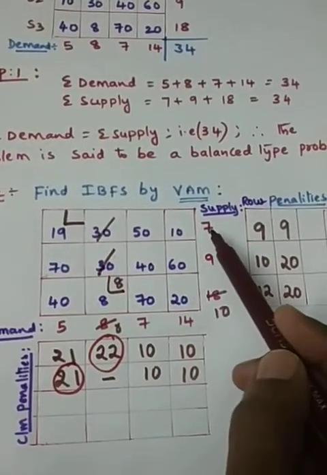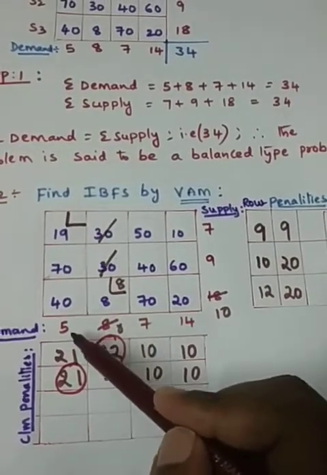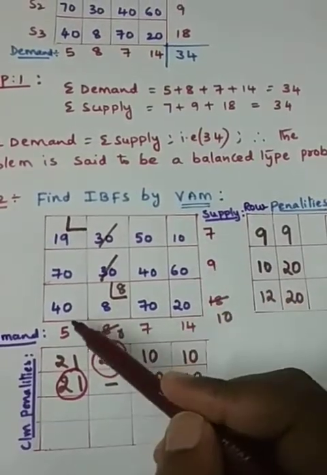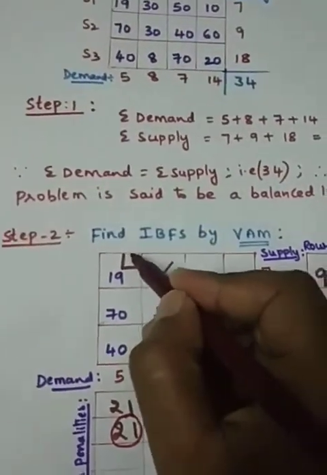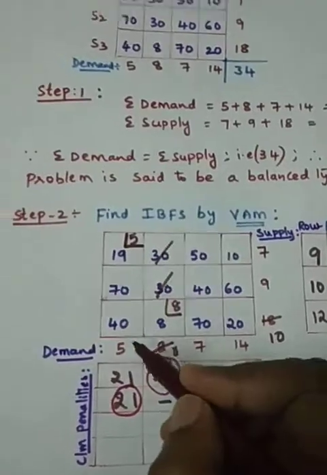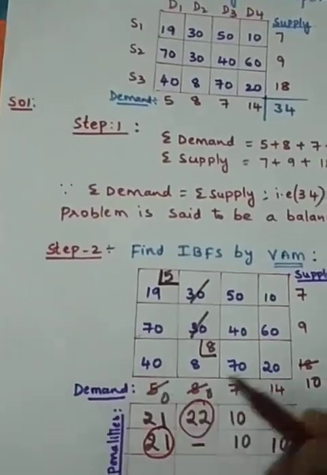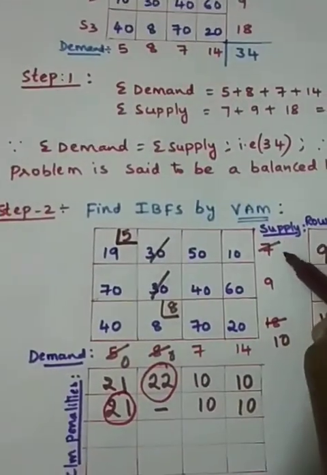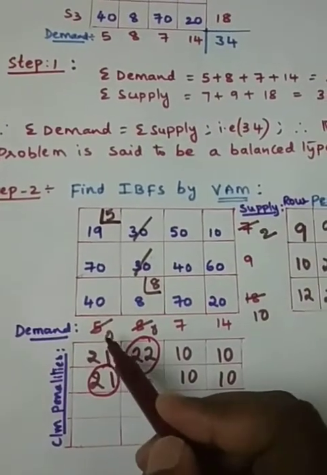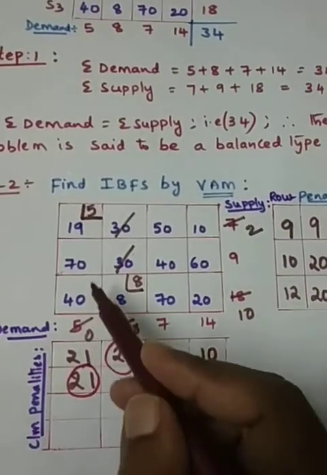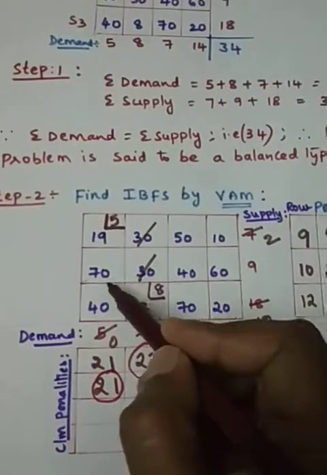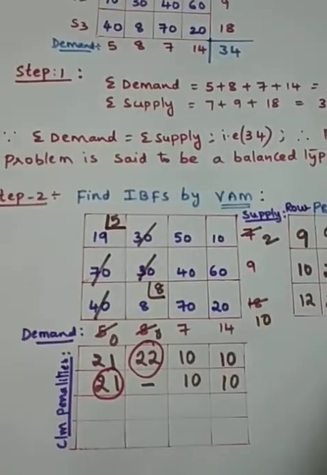Corresponding to this row, the value is 7. Corresponding to this column, the value is 5. The least among 5 and 7 is however 5. I can allocate only 5, such that this 5 becomes 0 and 7 minus 5 becomes 2. Since the first column has been satisfied, I eliminate this first column from the matrix.